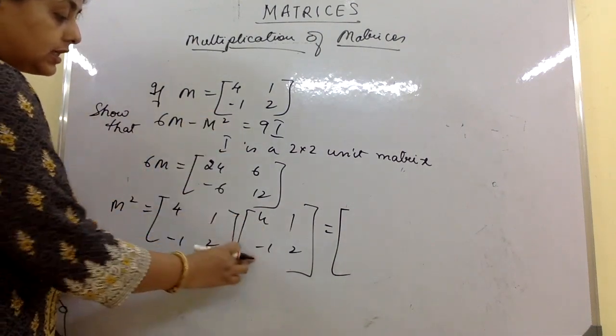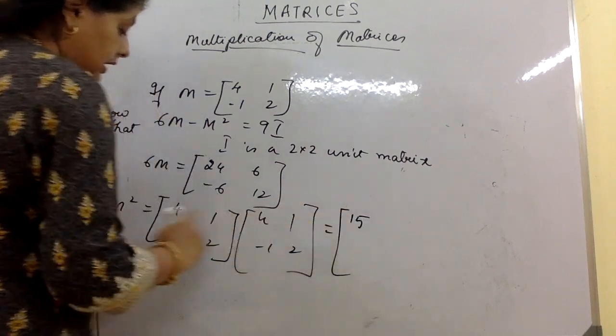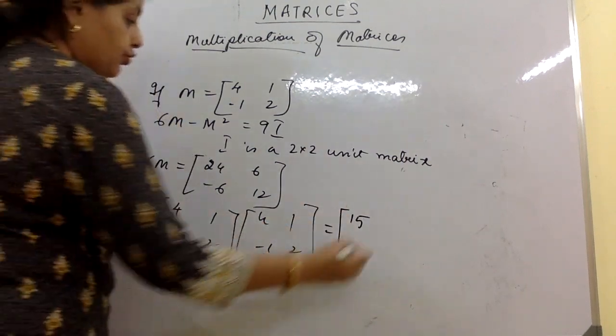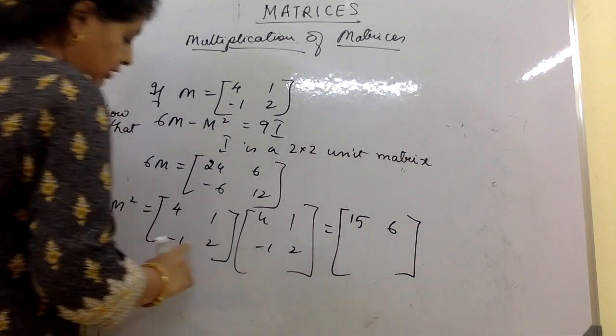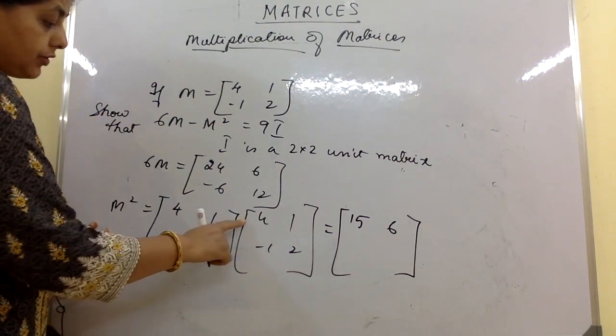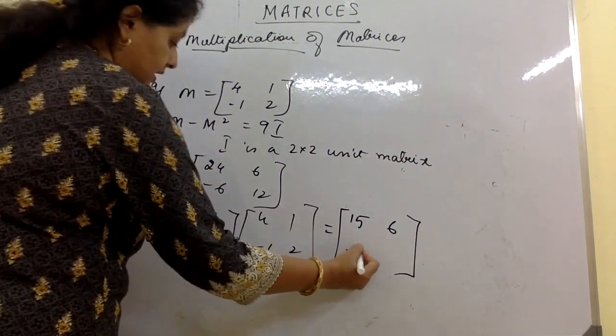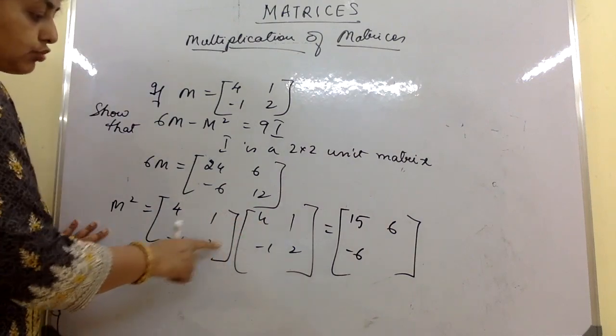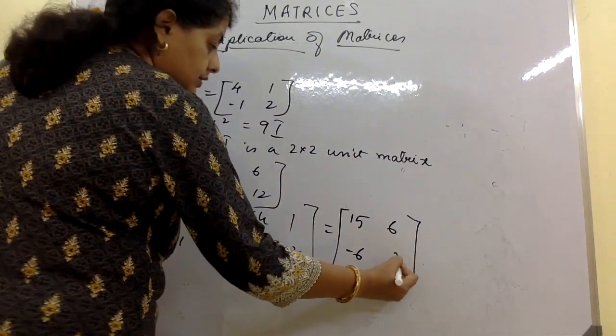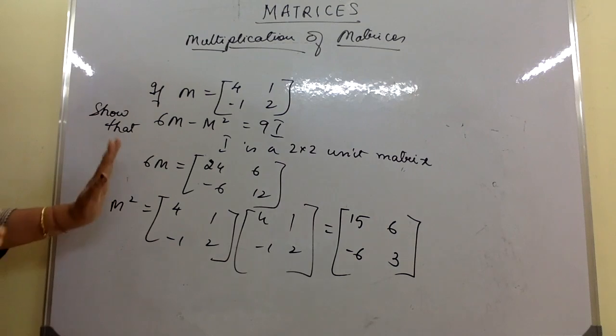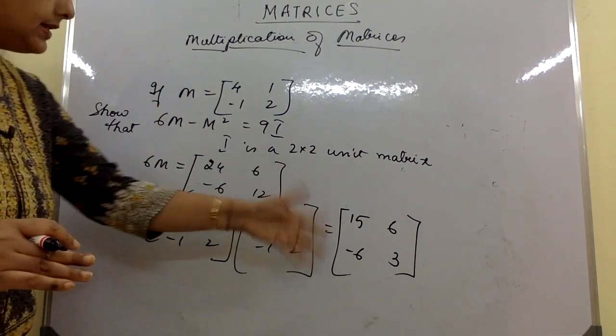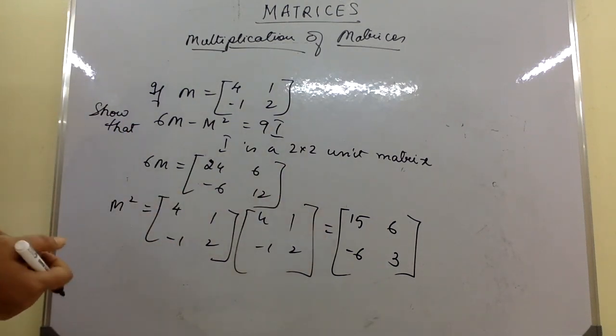So this is 16 minus 1, which is 15, and then it is 4 plus 2, which is 6, and then you have minus 4 minus 2, which is minus 6, and you have minus 1 and 4, which is 3. So I have M square as this. Okay, this is my value of M square.